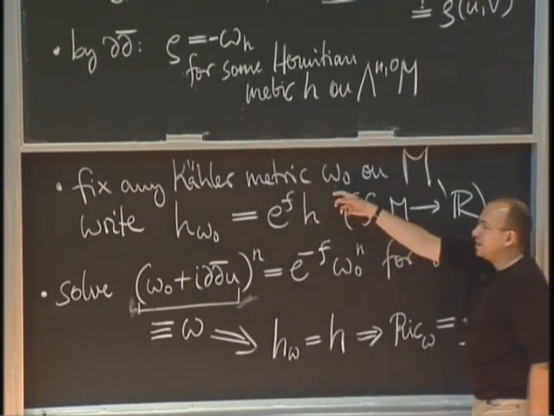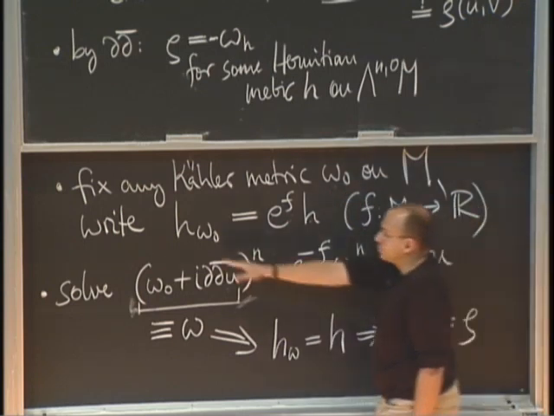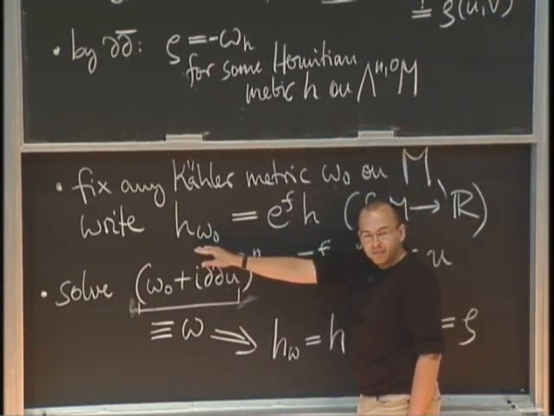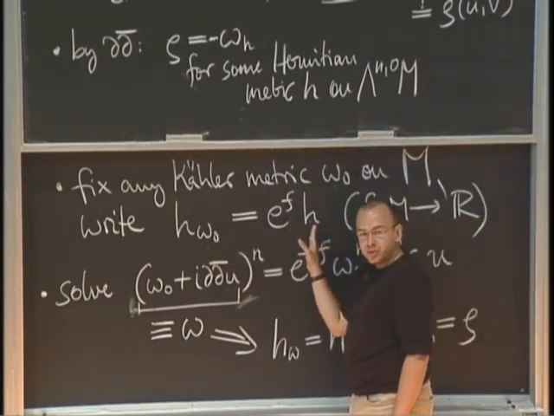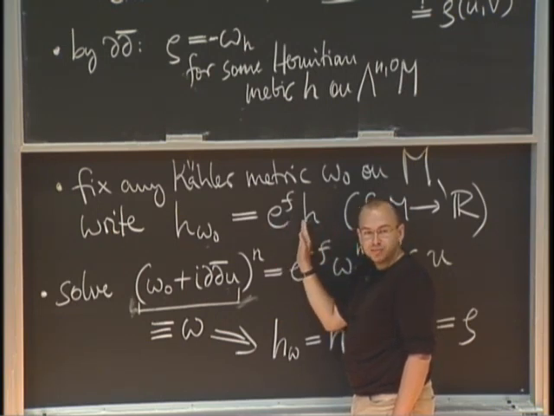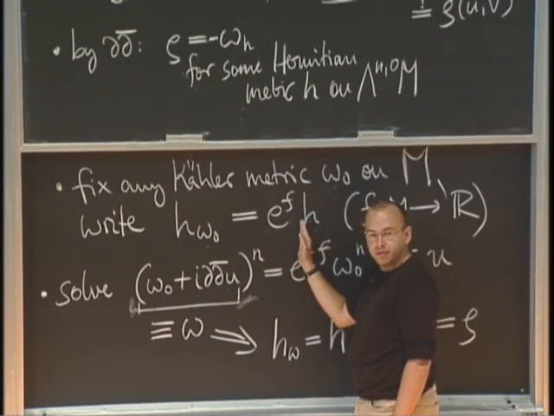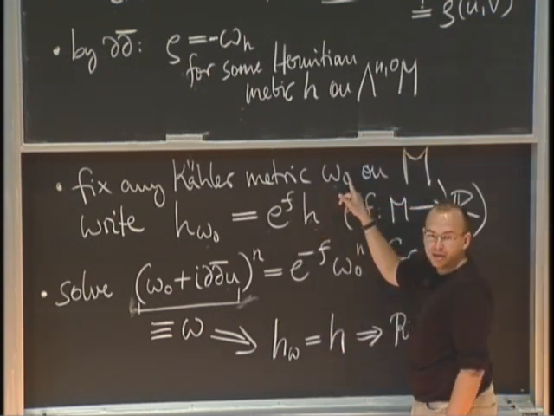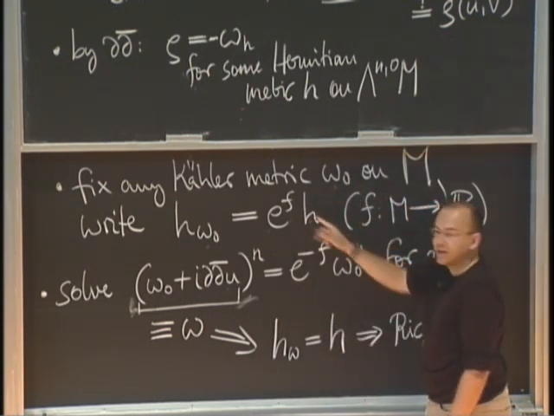Now I pick a random Kähler metric on the base. I take the associated Hermitian metric on the line bundle. This is some random Hermitian metric on the line bundle. So I'm actually going to be able to write the quotient as some positive function e to the f. And f is going to depend on omega naught in some random way. I have no idea what f is really.